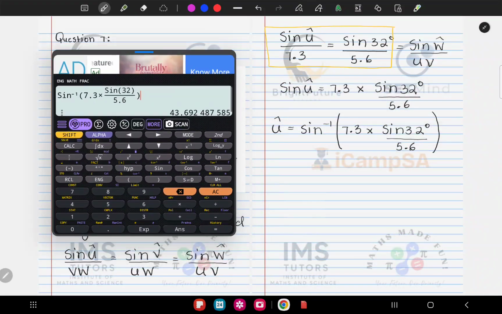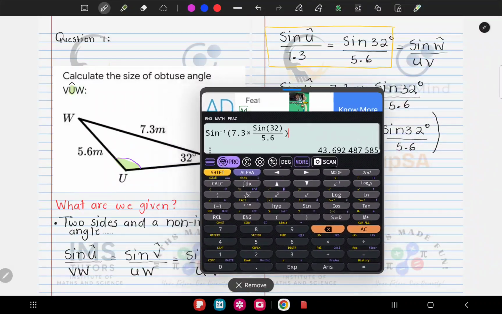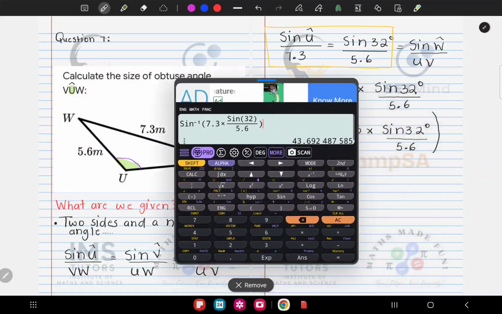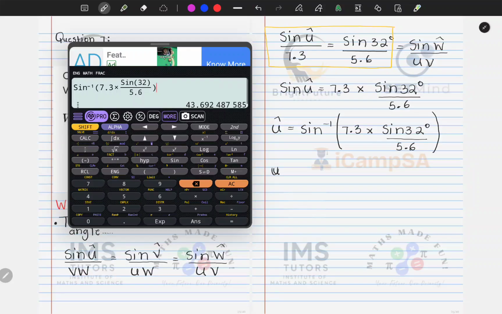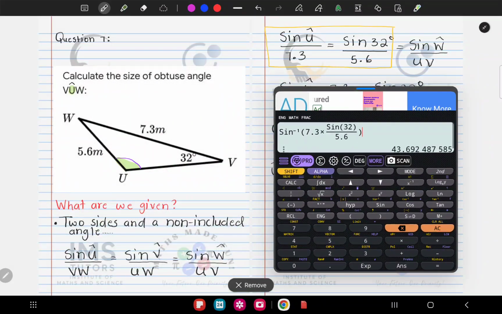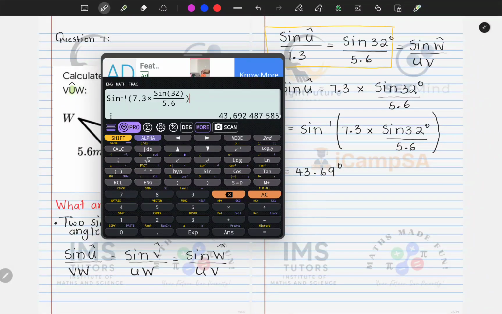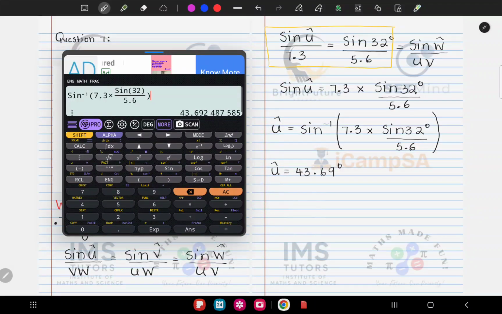So if you observe carefully, the angle which we are getting, let me see, is this in degrees? Yes, it is. Let me double check. The question is saying the angle is supposed to be obtuse. But we're getting an acute. So it means that is not true. So let's put it down. Our angle U, according to our calculator, is 43.6, let's make it 2 decimal places, 43.69 degrees. And if you observe carefully, this is not an obtuse angle, isn't it? So that is rather an acute angle.